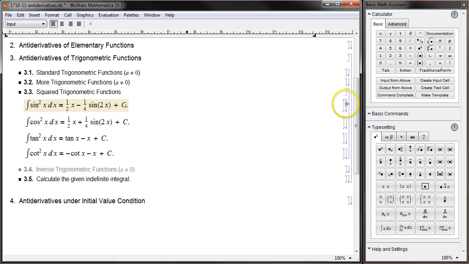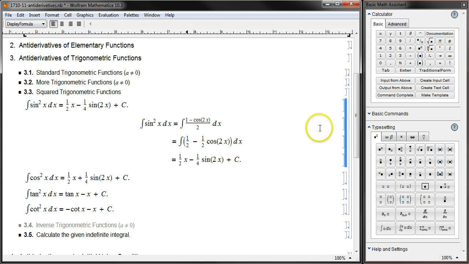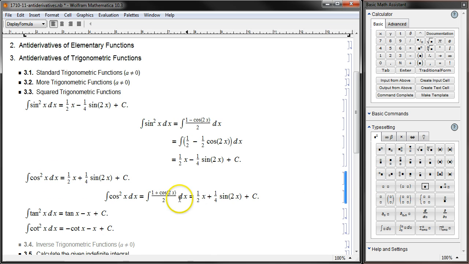But assuming the students who are in this video are looking at Calc 2 in the future, let me tell you how to work it out. Sine squared is (1 minus cosine of 2x) over 2. It's one of the half angle formulas, or power reduction formulas, whatever you want to call it. And cosine squared is (1 plus cosine of 2x) over 2.